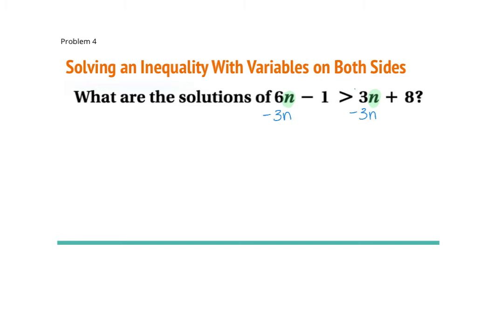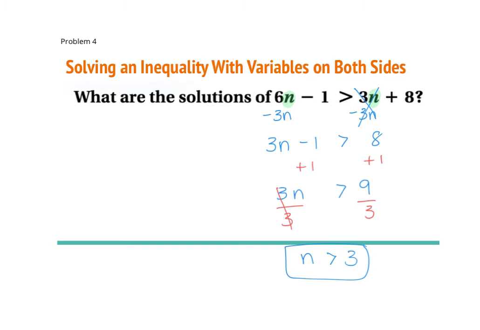Now that we've subtracted, these are going to cancel, right? And we're going to get 3n on the left minus 1 is greater than positive 8. Now all we have to do is add 1 to both sides. We're going to get 3n is greater than 9, and we just divide by 3. Divide by 3. So we're going to get n is greater than 3. So n can be any value greater than 3.